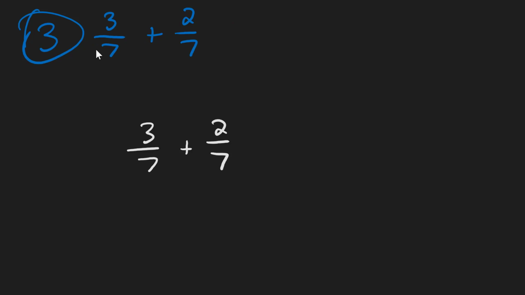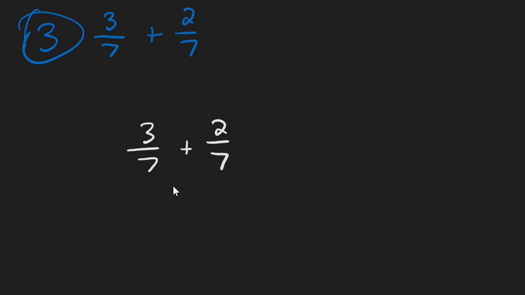So how do you add two fractions? How do you add 3/7 plus 2/7? Well, when we're adding fractions, it's very important that the denominators are the same. And in this case, are the denominators the same? Yes, the bottom number of the fraction is the denominator, and they are both 7.